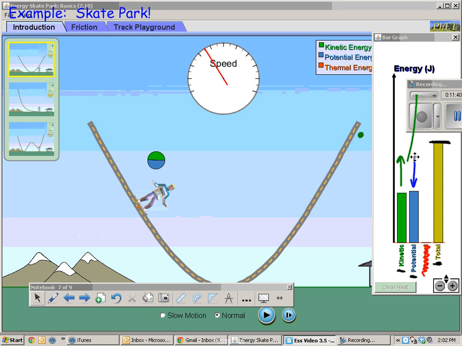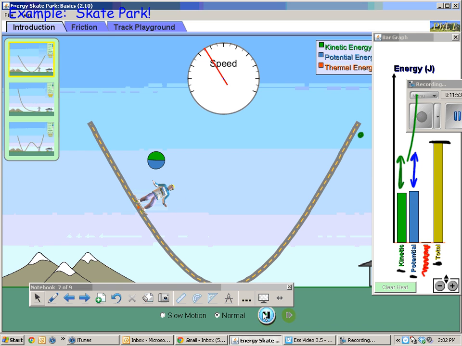As he goes up the hill, the potential energy will increase, and the kinetic energy will decrease. All right? So, watch. His potential energy is at its highest. Now it's decreasing. Kinetic energy is highest. Potential energy is at its highest, and it just goes back and forth, right?